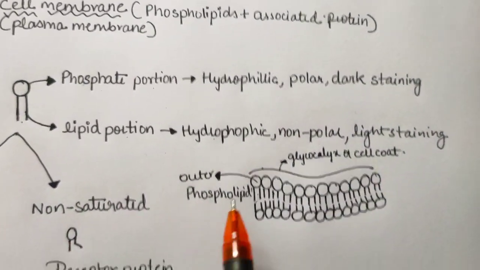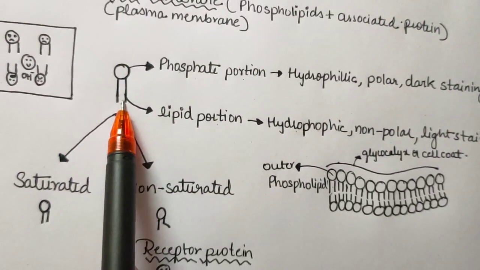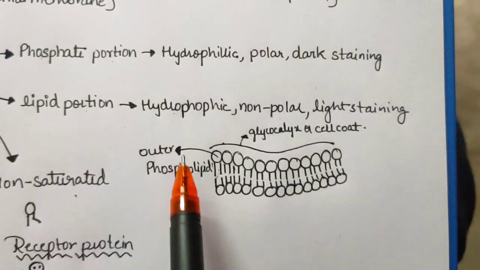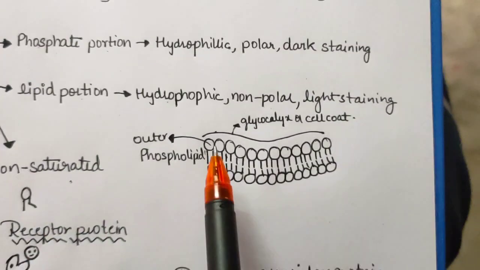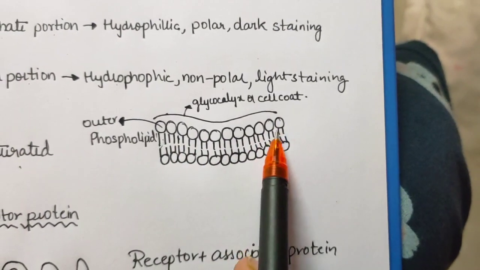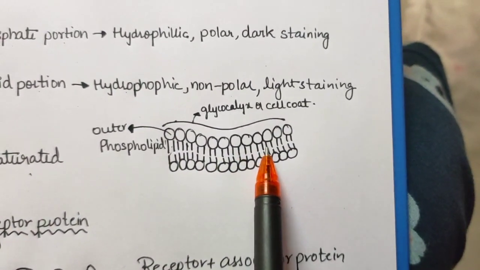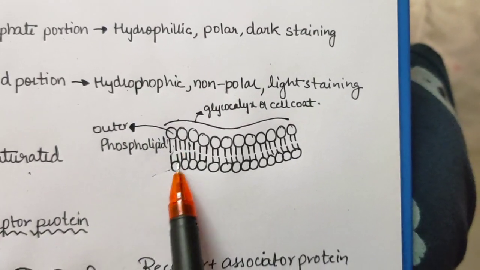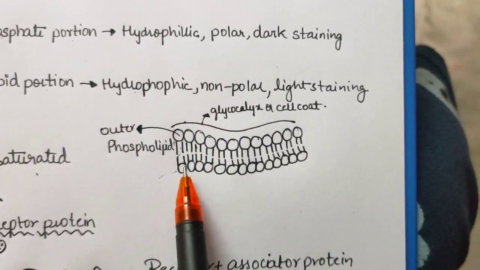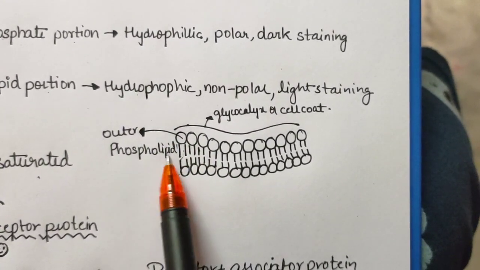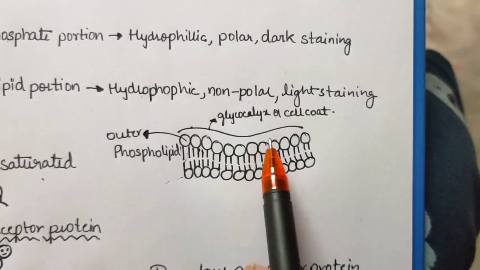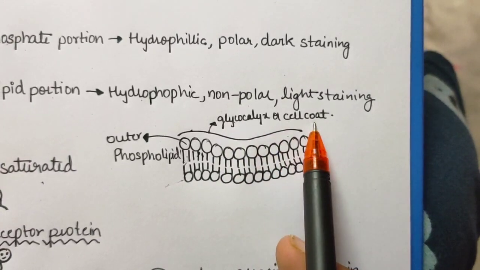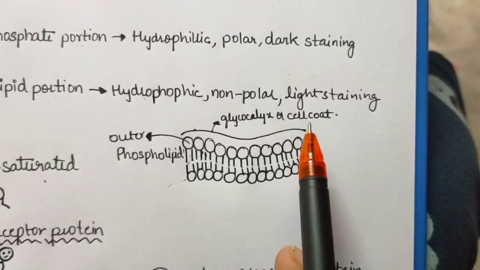And now here we can see the phospholipid is again of two types, saturated as well as unsaturated. Now here, in the lipid bilayer, we can see that they are arranged like this. This is the outer phospholipid, then this is the inner phospholipid. The outer and inner phospholipids are asymmetrical in nature, because the outer phospholipid can bind to carbohydrates, etc. And here you can see the layer. This is called the glycocalyx or cell coat, which is made up of carbohydrates.